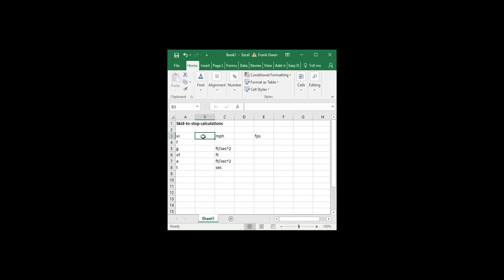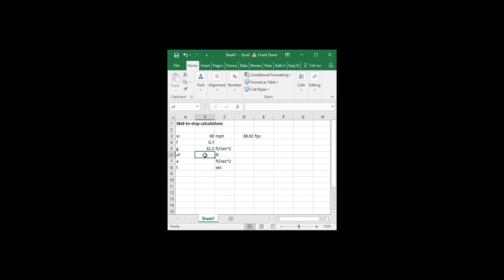We start off with a value of 60 miles per hour here. Recall that the feet per second is that cell times 1.467. I know that 60 miles per hour is about 88 feet per second, and that verifies it. Our drag coefficient is 0.7. This is 32.2 feet per second squared.